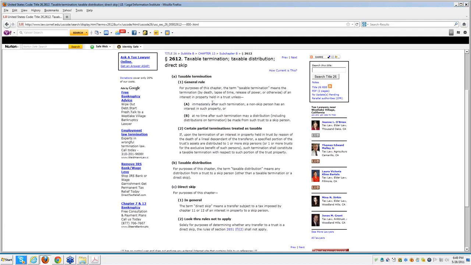It says immediately after such termination, a non-skip person has an interest in such property. That would be the servicing company or the mortgage company, wouldn't it? Yes. A skip person, we're going to look at that. A skip person is a trust fund. A non-skip person is a non-trust. We're going to look at that in a minute. But we're going to go through this first. Okay, go ahead and finish reading this.